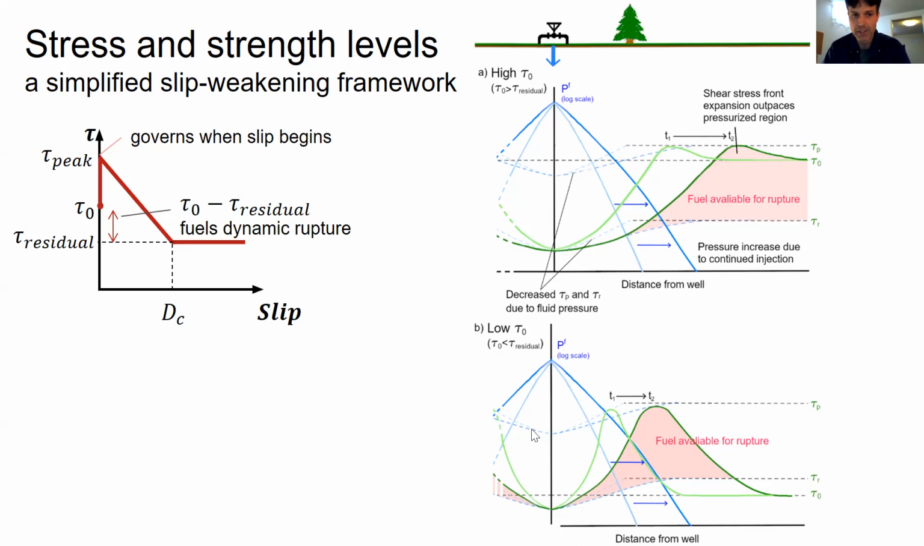In the low initial stress case, the initial stress is below residual. So the fuel that's available for rupture is only due to the stress redistribution that happened due to slow slip due to fluid injection.